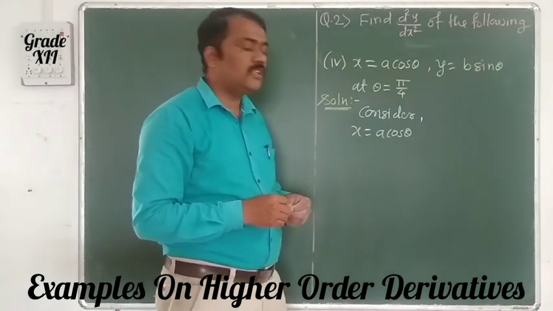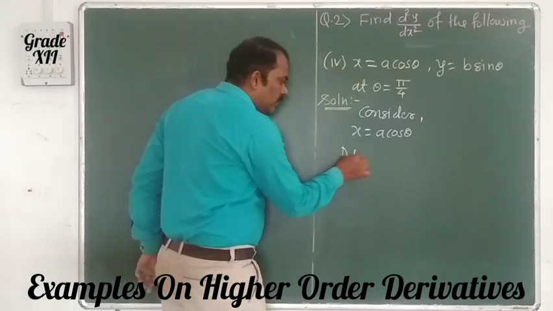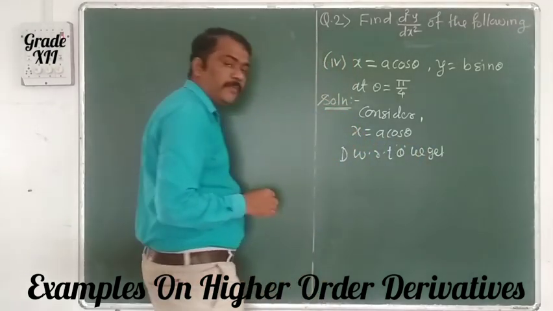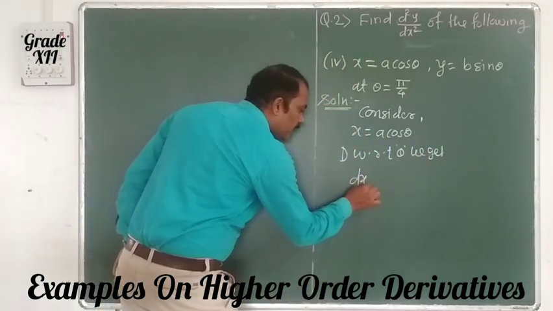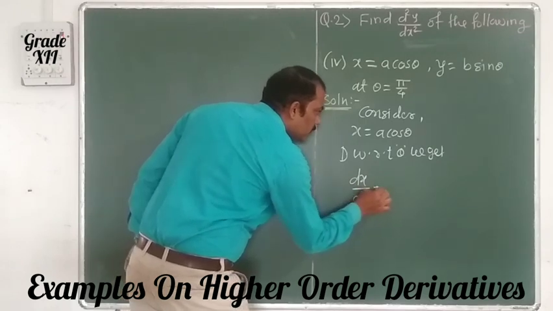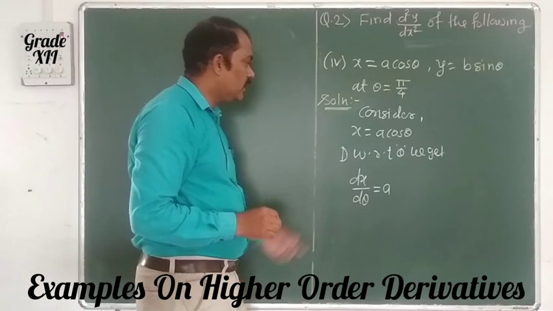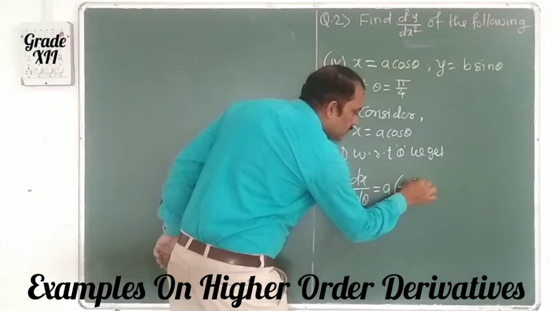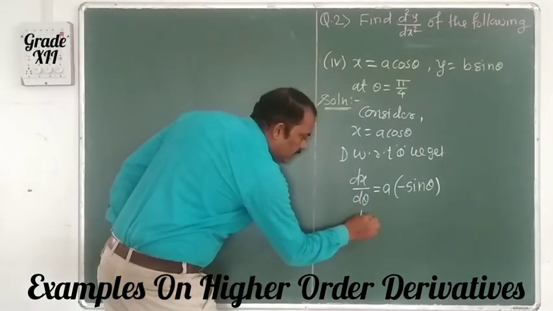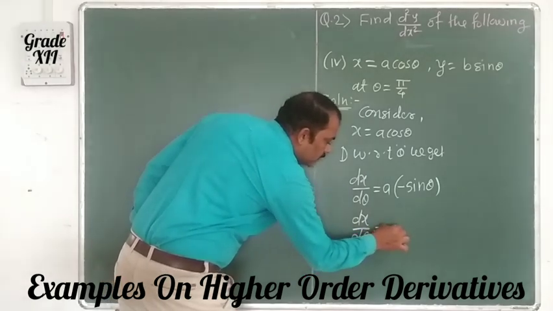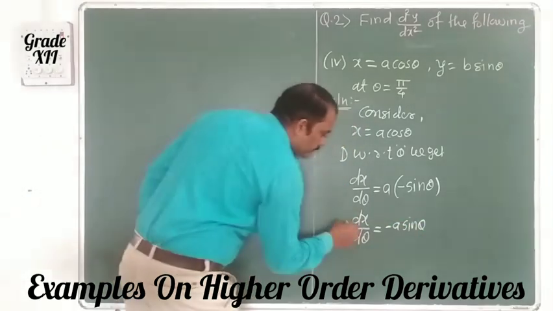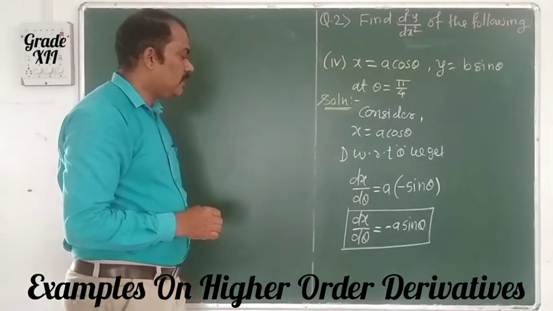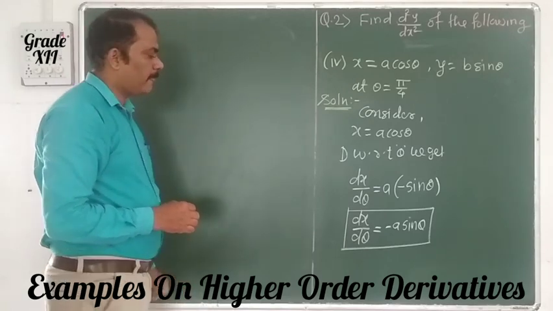So that x is equal to a cos theta. Now differentiate with respect to theta, we get dx by d theta is equal to, a is a constant, we have to take it outside. What is the differentiation of cos theta with respect to theta? It is nothing but minus sin theta. That is dx by d theta is equal to minus a sin theta.